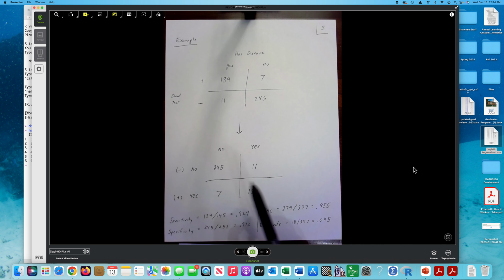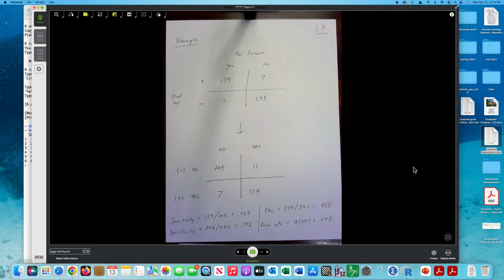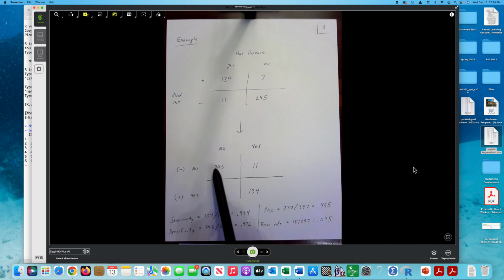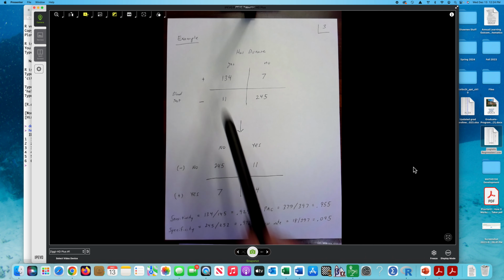So I would restructure the table to be in that form. This can be tricky, but if you always put your confusion matrix in the form of no yes and no yes, you can use the formulas quite easily to calculate PAC, sensitivity, and specificity. So I do that. 245 is true negatives, in the no-no box. 134 is the true positives. 134 and 11 and 7 are where they should be.